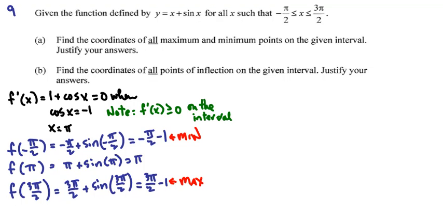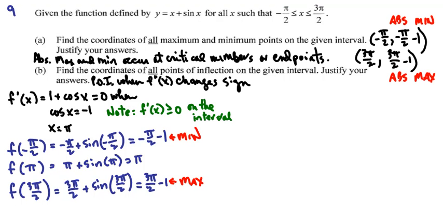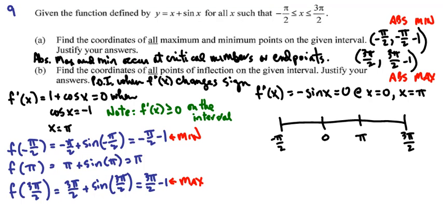The next thing we want to do for B is to find the coordinates of all points of inflection on the given interval. So since we're looking for points of inflection, we want to find the place where f double prime of x, or the second derivative, changes sign. So the second derivative is simply negative sine of x. And negative sine of x is going to be 0 at either 0 or pi. So we'll make a sign chart for 0 and pi.